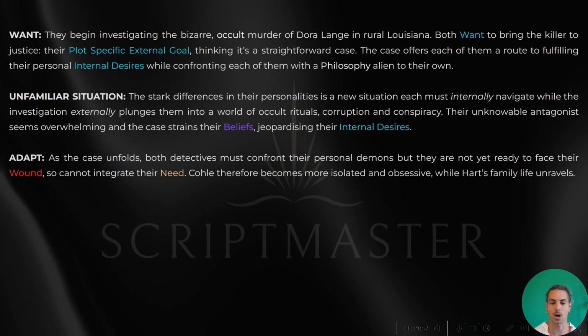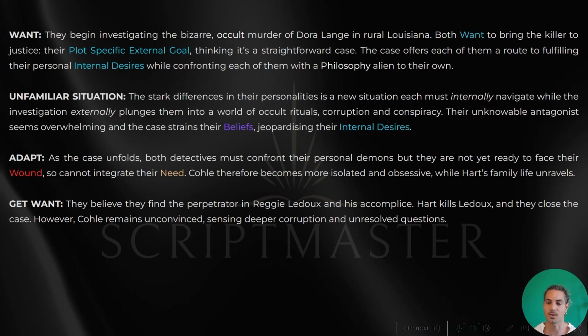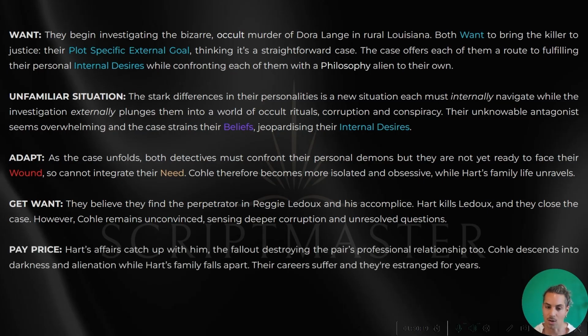Cohle therefore becomes more isolated and obsessive, while Hart's family life unravels. But in adapting to what they're encountering, they believe they find the perpetrator as the case starts giving some leads. They think it's Reggie Ledoux and his accomplice. Hart kills Ledoux and they close the case, but Cohle remains unconvinced, sensing deeper corruption and unresolved questions. But having got some success, a major capture in the case, they have to pay the price. Hart's affairs catch up with him, the fallout destroying the pair's professional relationship too. Cohle descends into darkness and alienation, while Hart's family life falls apart. Their careers suffer and they're estranged for years.